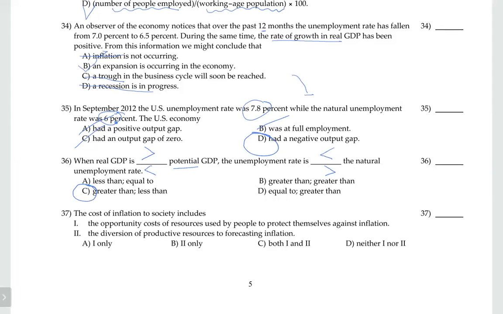Okay. So now next one, the cause of inflation. That's what we just discussed. Opportunity cost of resources used by people to protect themselves against inflation. Correct. The diversion of productive resources to fight the inflation. That's correct. Okay. So B. Oh, sorry, C. And then we have talked about other costs of inflation, like menu cost, like unit of account cost.